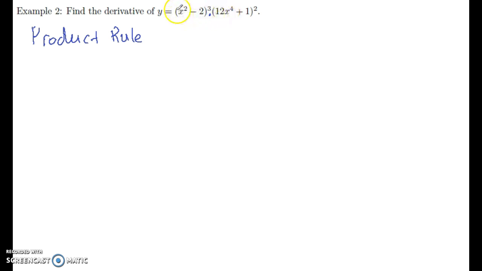And we notice one factor is (x squared minus 2) to the third power. It is a composite function. And another factor, (12x to the fourth power plus 1) squared, is also a composite function. So then the next thing we need to apply is the chain rule.